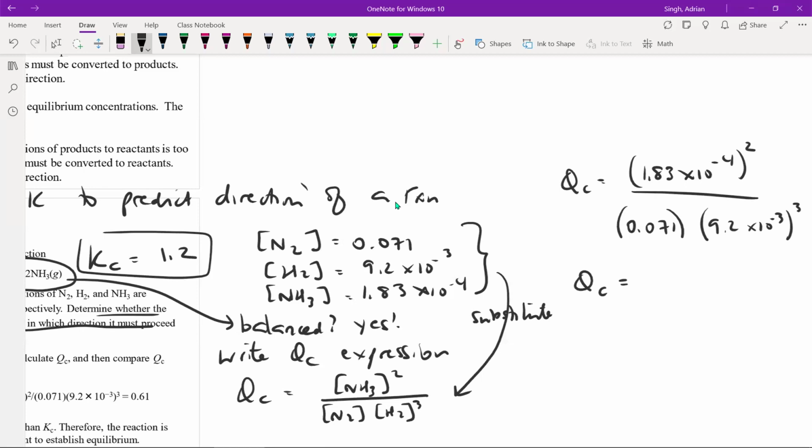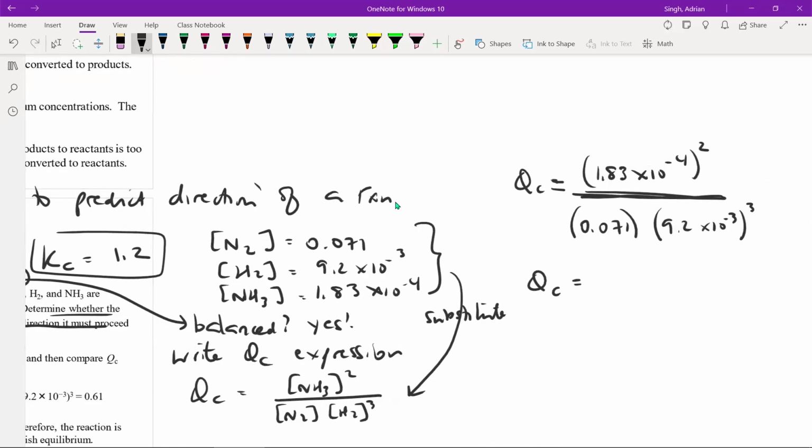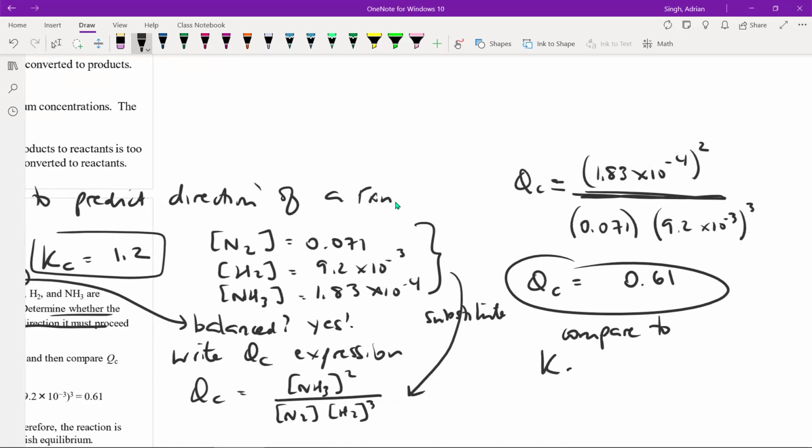It may seem simple enough, but oftentimes students have trouble with how the calculator works. Make use of your parentheses when you plug these into your calculator, because your calculator will only do what you tell it to do. If you tell it to do something incorrectly, you will get the wrong answer. So when you plug that in, you should get 0.61 as your value for Qc. We're going to compare that now to Kc, which we were told at the beginning was 1.2.